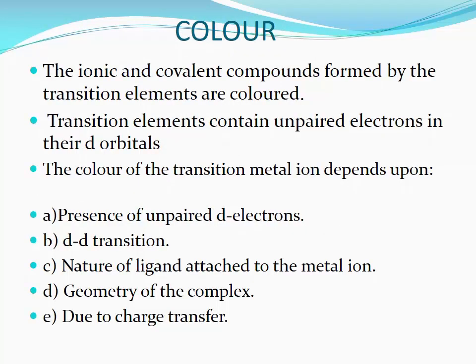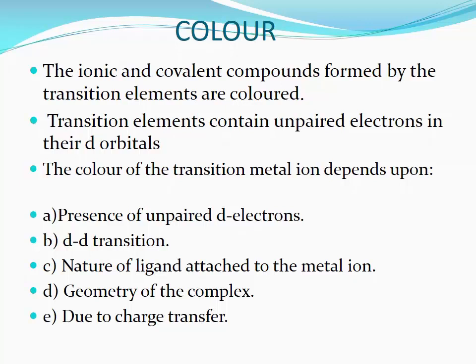Now we are going to see the next point, color. The compounds of transition elements, whether they are ionic or covalent, form colored solutions. This is due to the presence of unpaired electrons in the (n-1)d orbital. If there is an absence of unpaired electrons in the (n-1)d orbital, then the compounds are colorless.